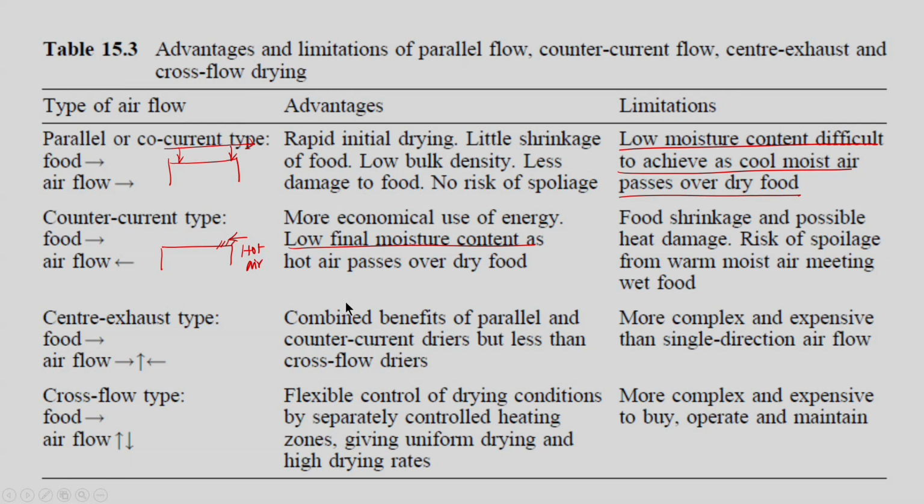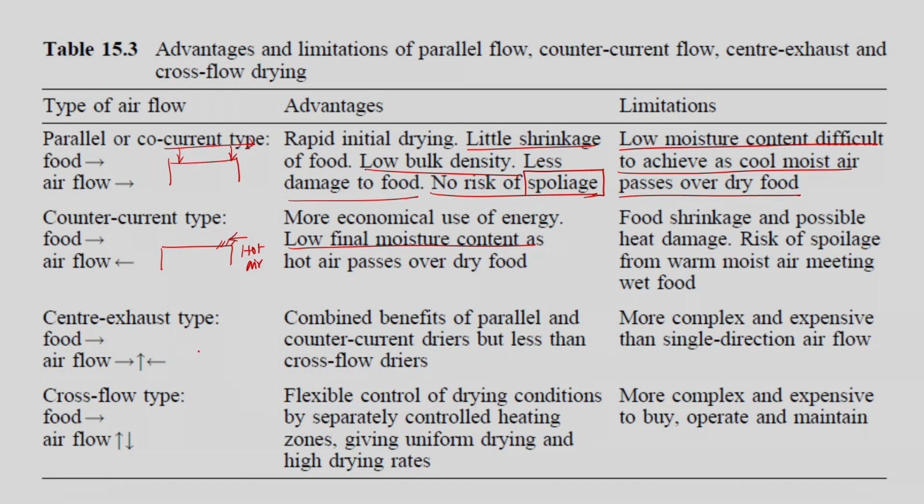Otherwise, the advantages of co-current flow are little shrinkage or low bulk density, little damage to food, and no risk of spoilage. This risk of spoilage in terms of heat is avoided because the high moisture content food is seen by the hot air, right? So in that case the thermal damage can be avoided. Whatever the advantages in the co-current flow, those are disadvantages for counter current flow.